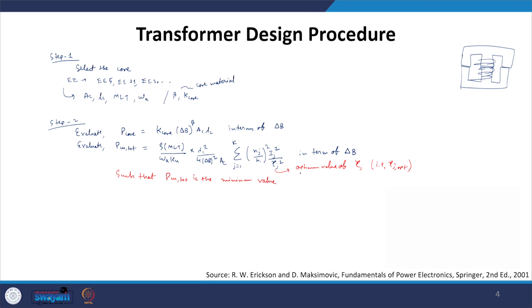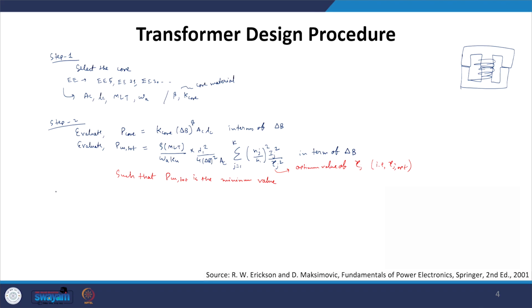Now here when we are obtaining this optimum value of gamma j, we can apply certain optimization principles. One such optimization principle is defined in the references, like the Lagrangian multiplier optimization method, or someone can use an advanced optimization method to obtain the best possible gamma j, or the best possible fraction of area allotted to that particular winding, and that will lead to the minimal overall total copper losses. So that is what we will get, and that is when P core and PCU total we have defined.